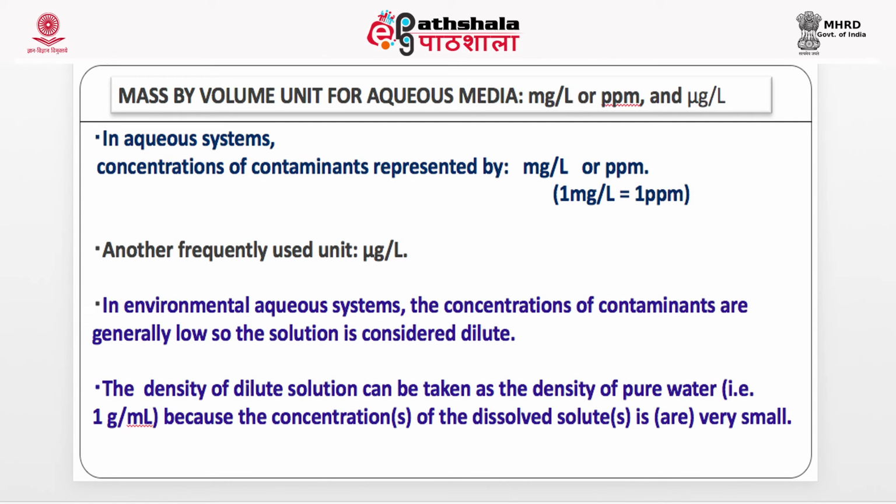In environmental ecosystems, the concentrations of contaminants in solutions are generally treated as dilute. This is important. So the solutions are treated as dilute, therefore the density of solution can be taken as 1, that is the density of water. In dilute solution, the concentration of dissolved solute is so small that the density of dilute solution can be taken as the density of pure water. Thus, the density of dilute solution will be taken as the same as the density of pure water.